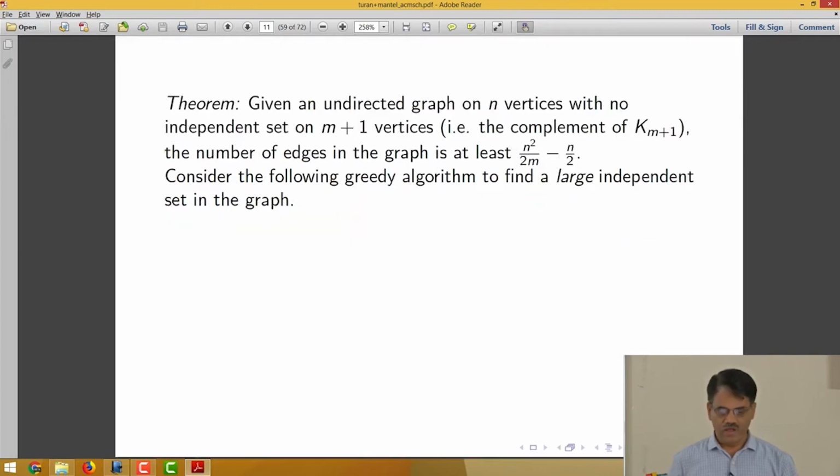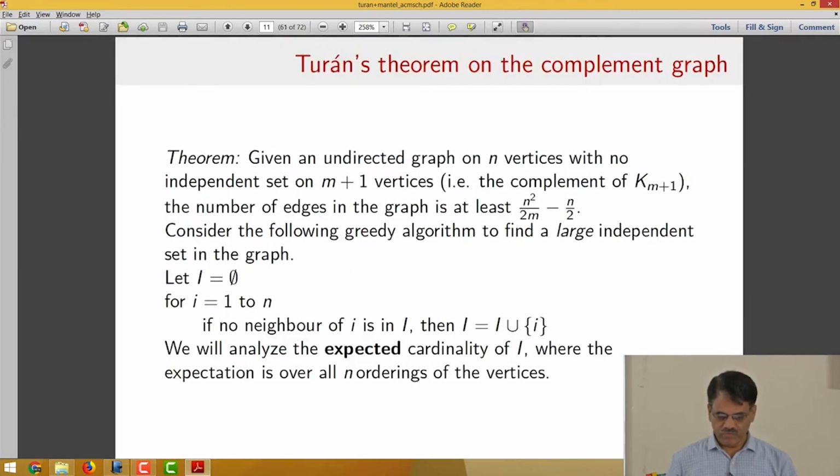So here it is: start with an empty set. If no neighbor of i is in the independent set, then I am going to add i into my solution, and that is the independent set. And I want to understand the expected cardinality of the independent set. What do you mean by expected? The expectation is over all n! orderings of the vertices.